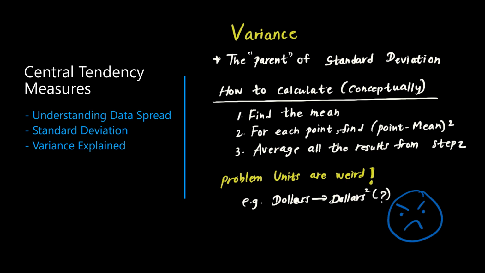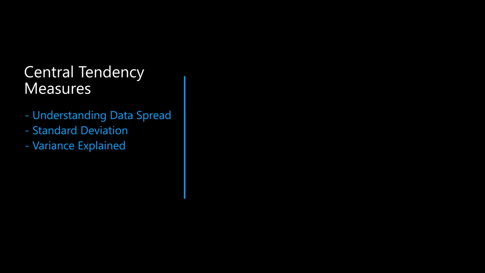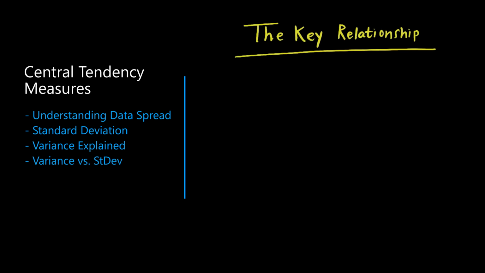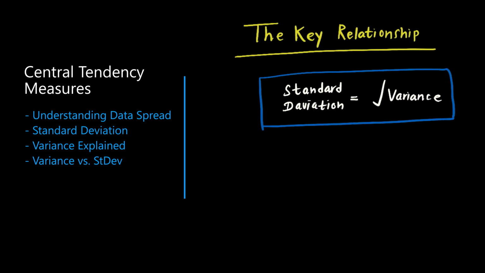It's not intuitive. And that is why we have standard deviation. The standard deviation is simply the square root of the variance. By taking the square root, we get back to our original units, back to dollars or degrees or whatever we were measuring. So standard deviation is just a more interpretable version of variance.